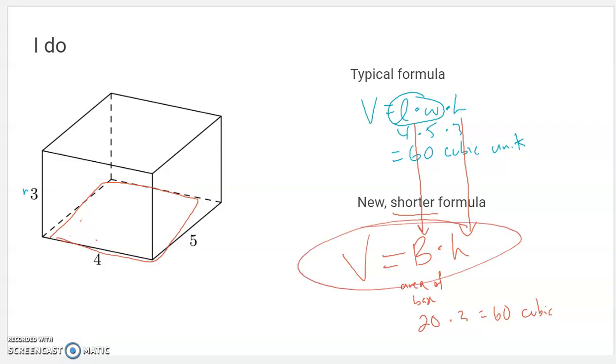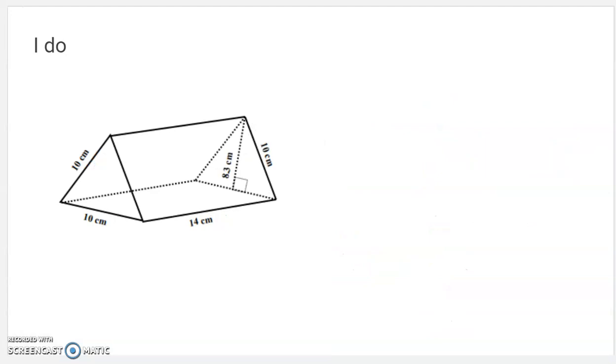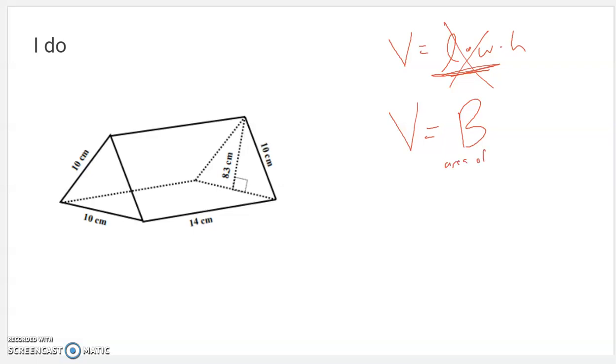So let me show you one on, say, a triangular prism like this. If we wanted to find the volume of this, we can't use length times width times height, because triangles don't have length and width in the same way that rectangles do. So that doesn't really help. And so we can't use that formula anymore, but we can use that other one I showed you for other prisms, where we say we want to do the area of the base, which we do with a big B, times the height.